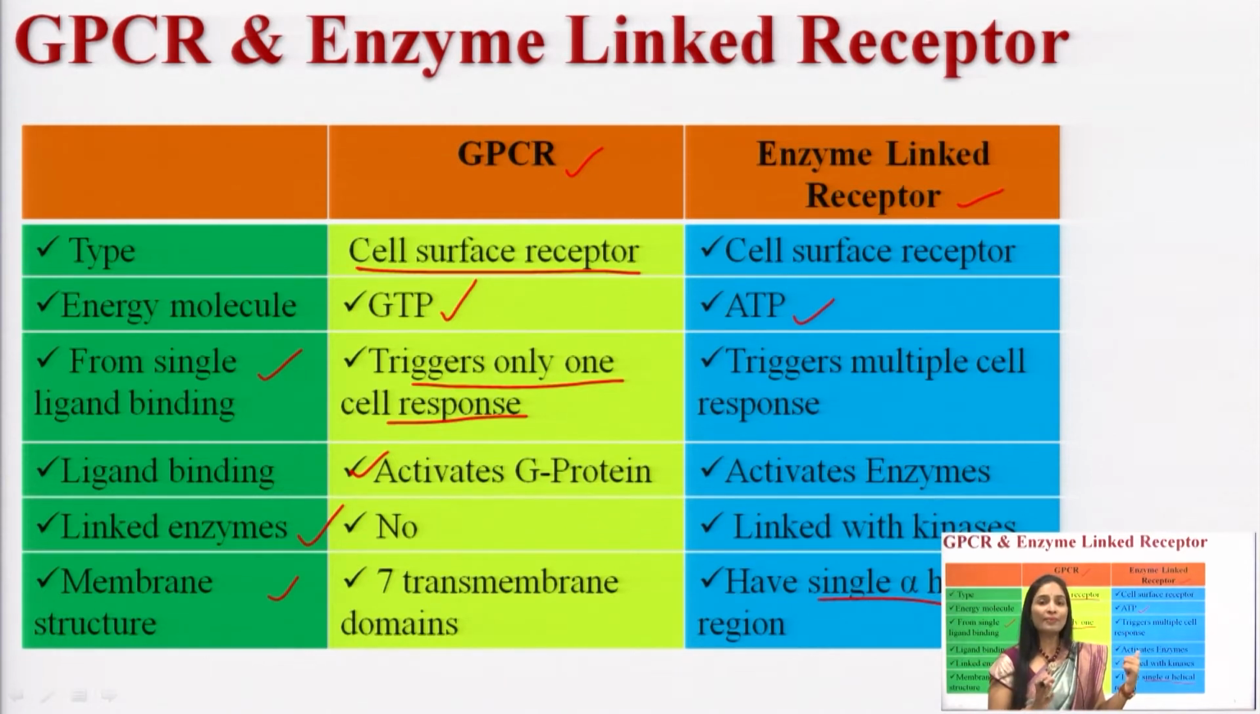And is there any linked enzyme in GPCR? There is no linked enzyme in GPCR, but there is a kinase enzyme linked to the enzyme linked receptor. So, if I am talking about the GPCR, it is a 7 transmembrane helical structure, and if I am talking about the enzyme linked receptor, it consists of a single alpha helical region.